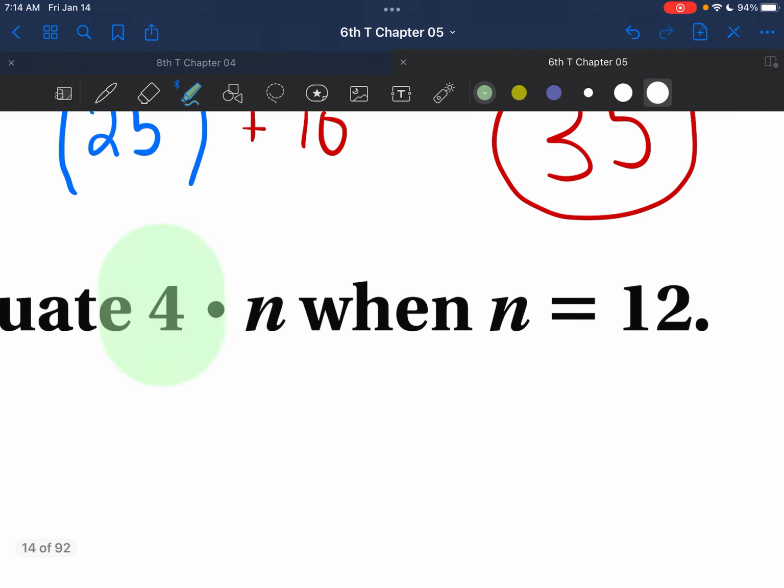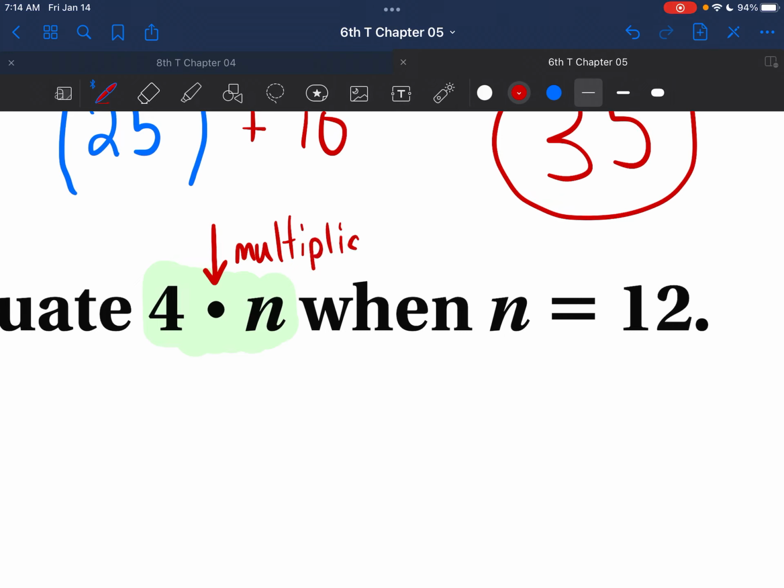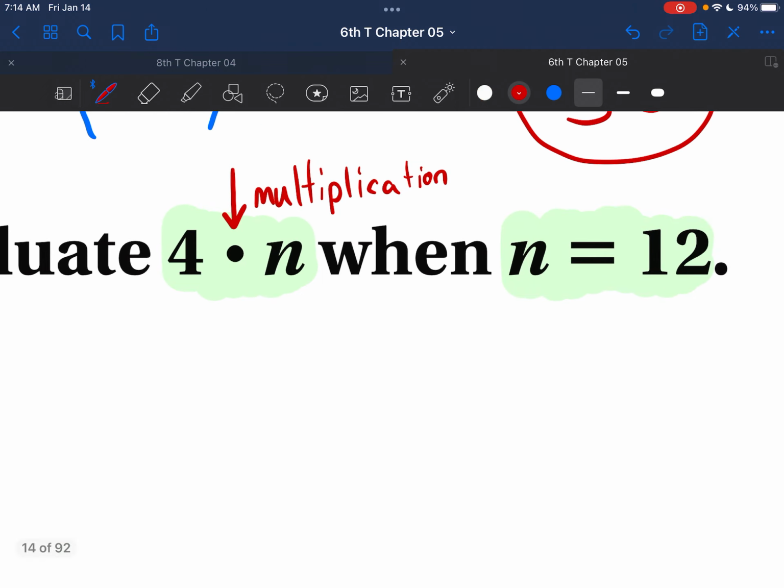All right, let's see if we can evaluate another problem. So here we go. I want you to write this down. I want you to write down 4 times n. By the way, if you did not know, that little dot means multiplication, okay? So I want you to write 4 times n, and then I want you to write n is equal to 12.